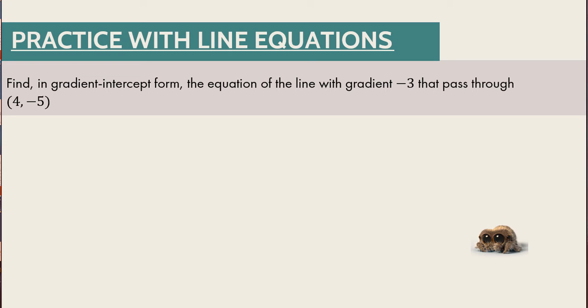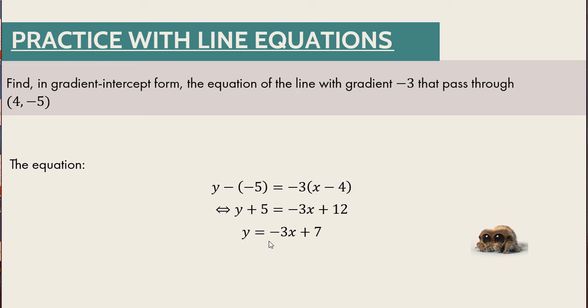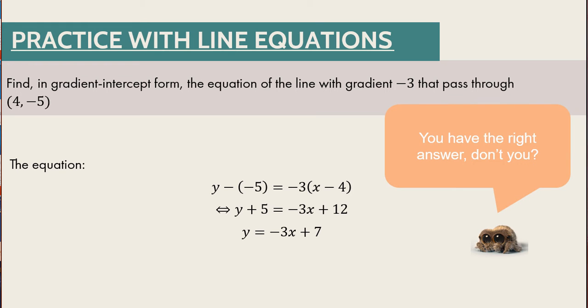The first question is to find, in gradient intercept form, the equation of the line with gradient -3 that passes through 4 and -5. Just apply the formula that we have learned. y minus -5 equals -3 times x minus 4, and make some transformation to simplify it. We have y equals -3x plus 7. That will be the gradient intercept form of the equation of the line. I hope that you all have the same answer.